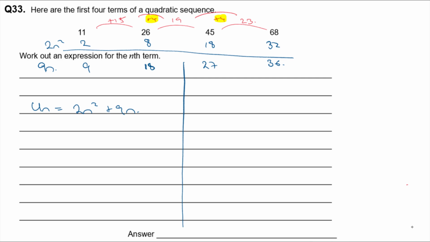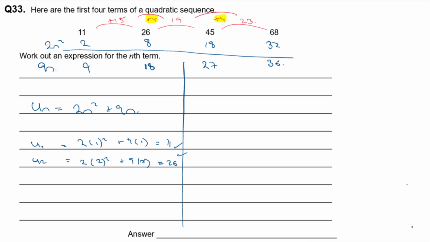Now, it's a good idea just to double check. So, u1 is 2 lots of 1 squared plus 9 lots of 1. Is that true? 2 lots of 1 squared is 2 plus 9 is 11. That works. And u2 is equal to 2 lots of 2 squared plus 9 lots of 2. So that's going to be 8 plus 18. That is 26. So it seems to work. Okay, right, so that's the easier way, and that gives me 2n squared plus 9n.